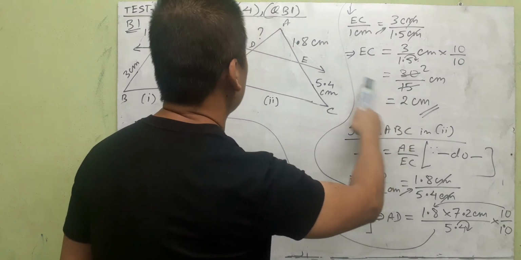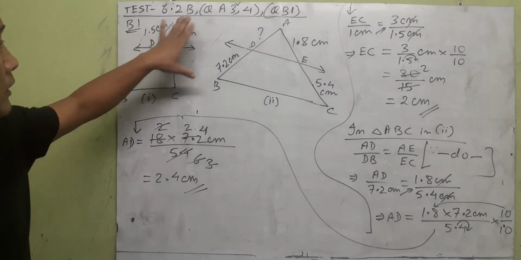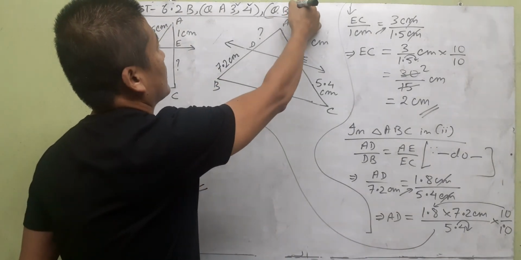EC is 2 centimeter in figure 1. This is what the question is asking. So that's the last question we have done now.